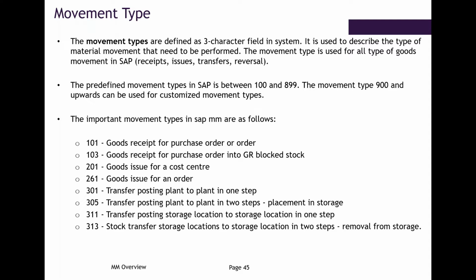And if the material is issued to a cost center, then it will be 201. If you are issuing it to a production order, then it will be 261. If it is a transfer posting like plant to plant, it will be 301. So basically, by seeing the movement type, you can tell which type of goods movement has happened. Okay. So in SAP, it is a 3-digit code, and we cannot exceed more than this.